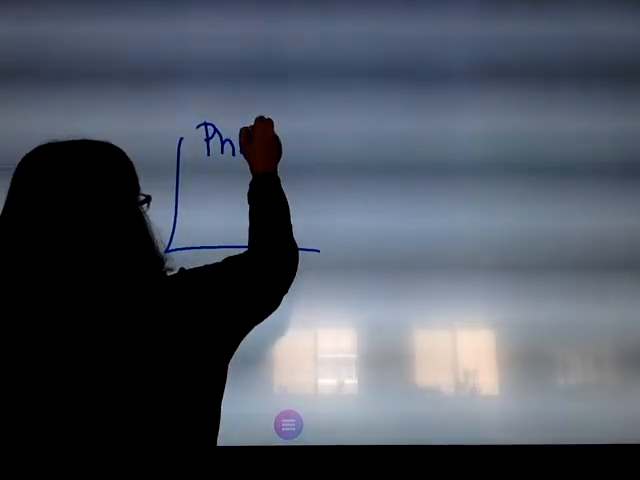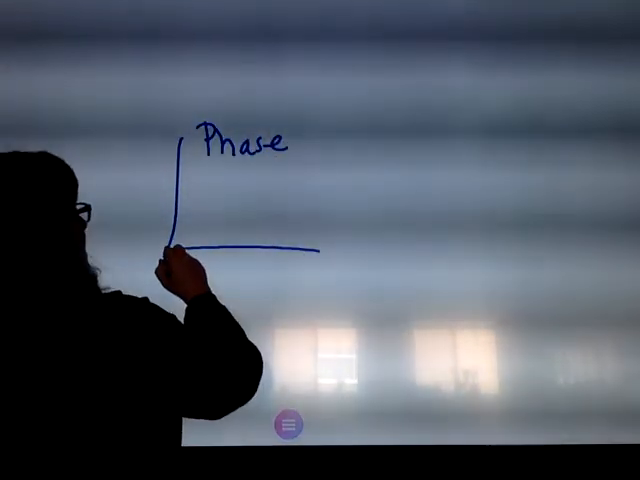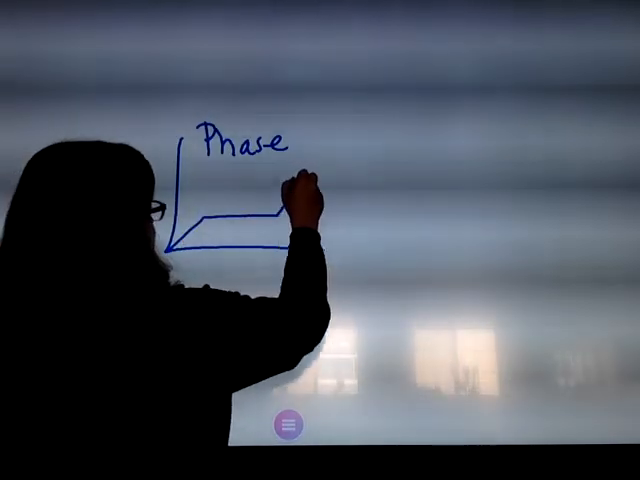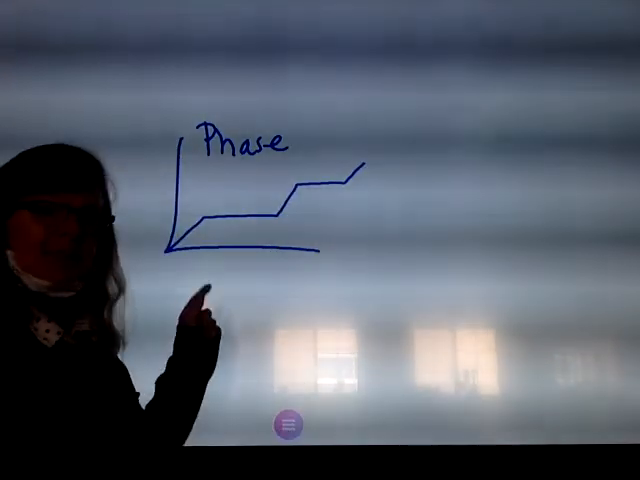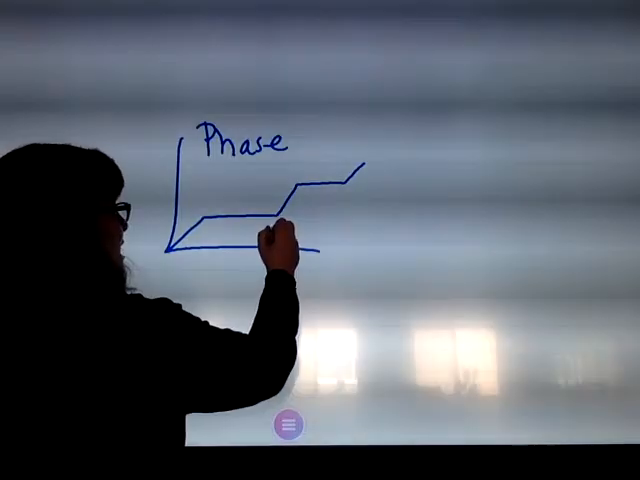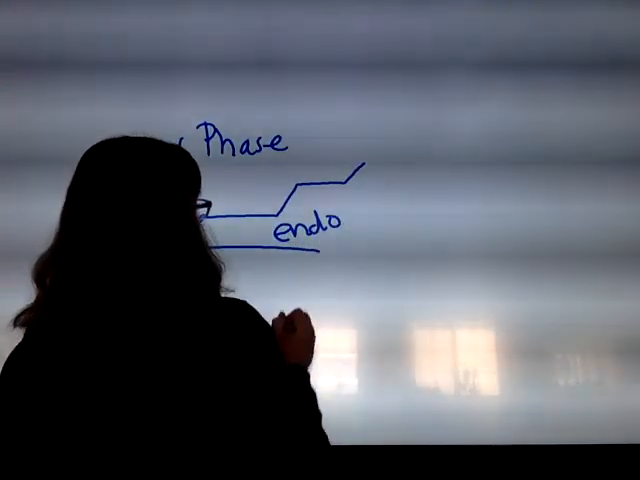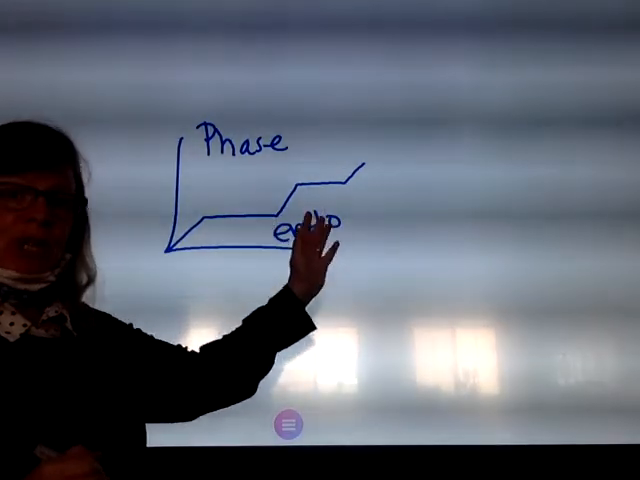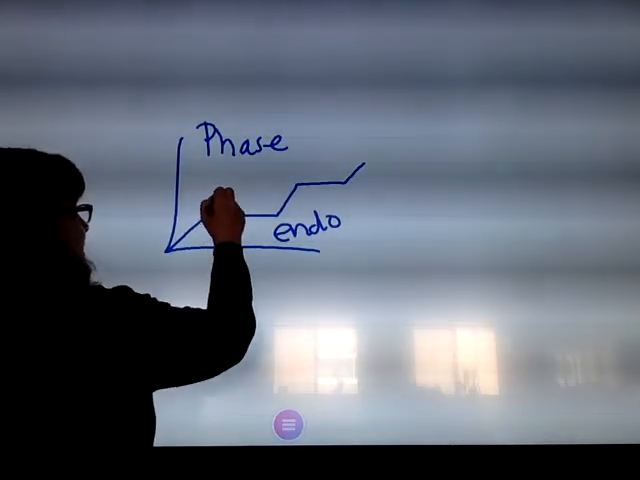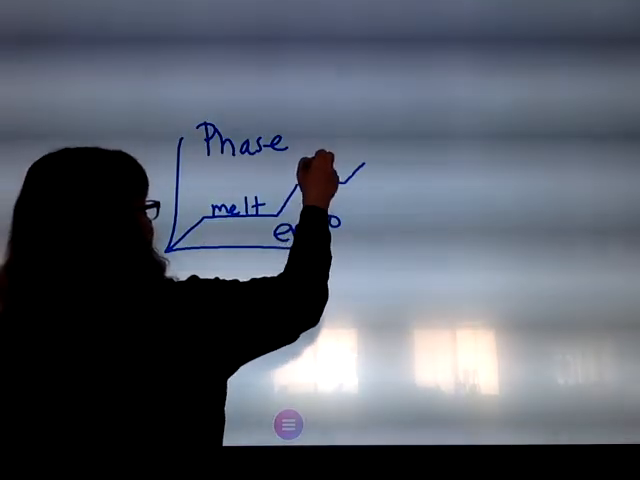Phase changes have a very specific graph, right? Kinetic, potential, kinetic, potential, kinetic. This happens to be a heating curve. This one is endothermic. So this would indicate endothermic phase changes of melting and boiling.